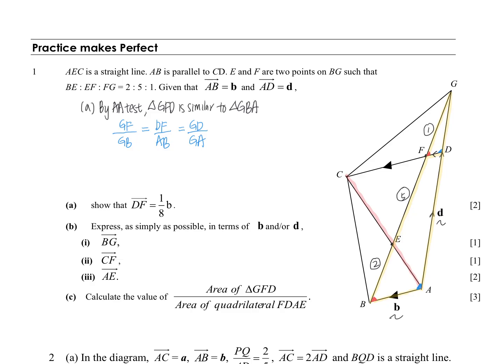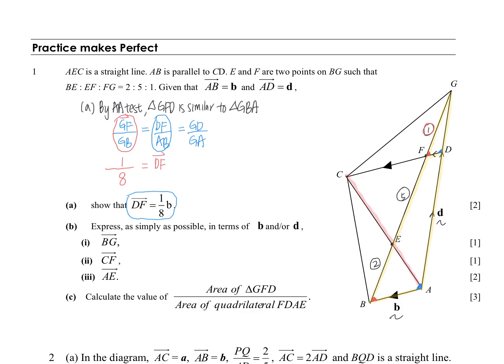So I want this one because it links to what I want to show. I want to use this one because I have the units. So GF is 1 unit. GB is the whole thing. So if you add 1, 5, and 2 together, it's a total of 8. Okay, the whole thing, I repeat this one. You add the 3 parts together, is 1 is to 8. Then DF, I don't know. Okay, DF, I don't know.